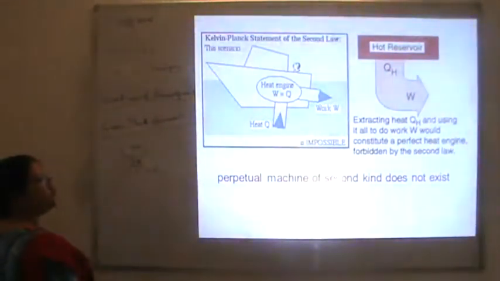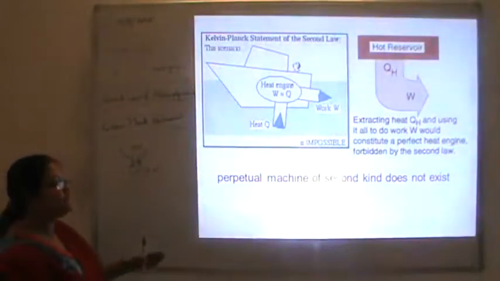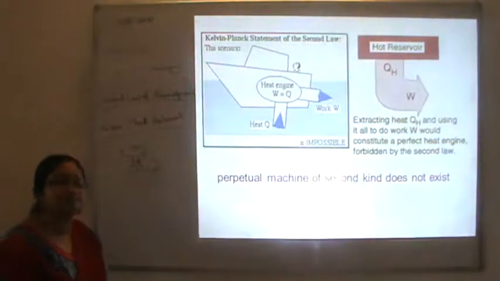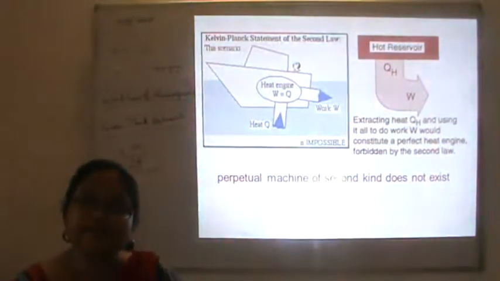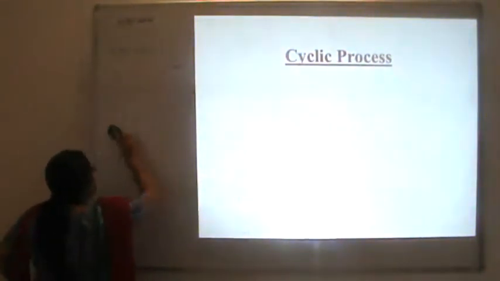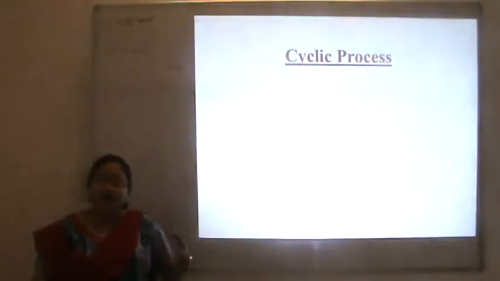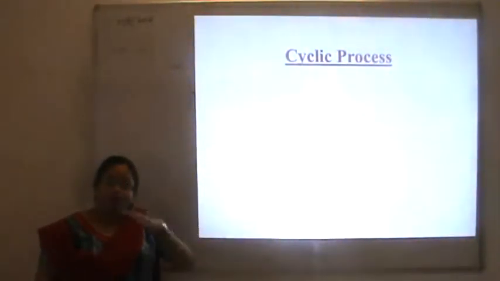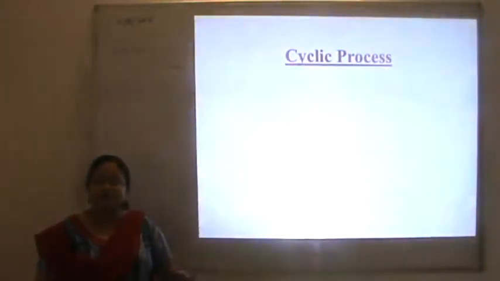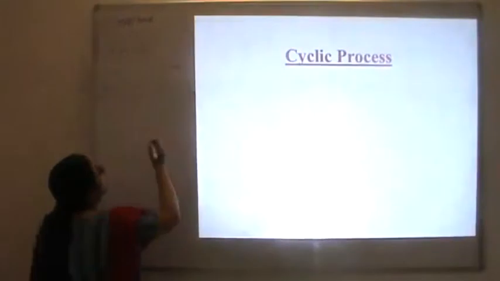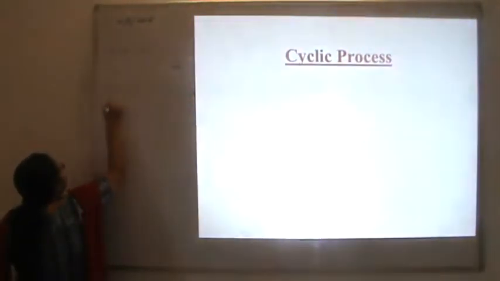Extracting heat and using it entirely to do work would constitute a perfect heat engine, forbidden by the second law. So some heat must be wasted. Now we have to know what a cyclic process is. As we know, the second law was initially conceived for actually building the heat engine and discussing the heat flow in a heat engine. So what is the cyclic process?